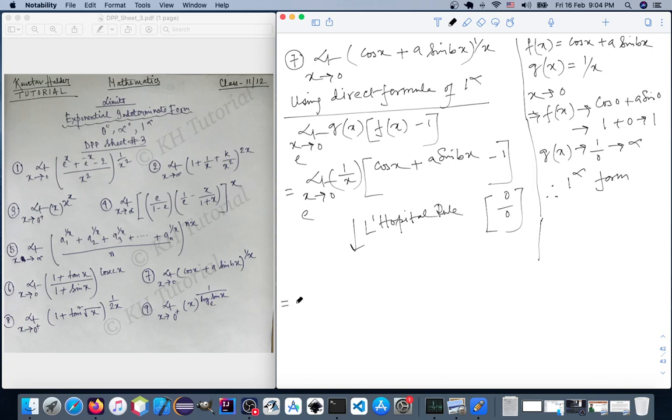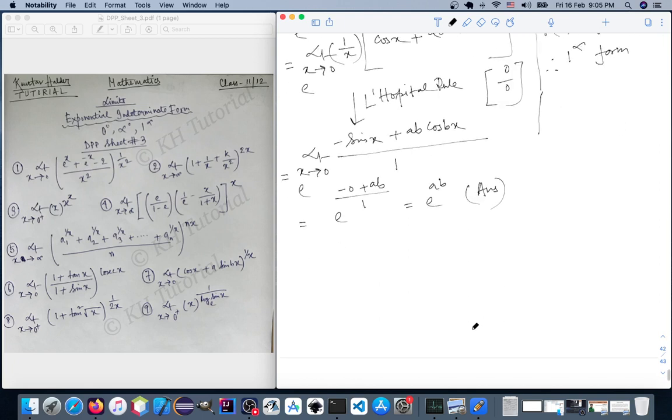And we get e to the power limit x tends to 0 of minus sin x plus ab cos bx by 1. Now, if we substitute the value of x in the limiting function, we get e to the power minus 0 plus ab into 1, which equals e to the power ab. That is the answer.